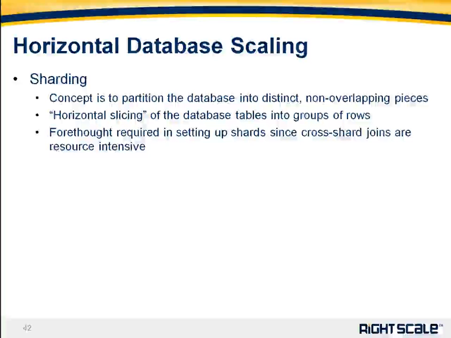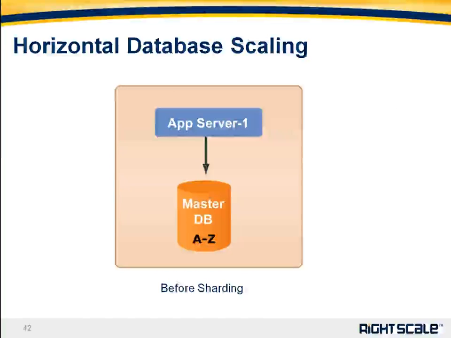Another option for horizontal database scaling is sharding. And the concept here is really to slice your database, right? Partition it into distinct, non-overlapping pieces. It's what they call a shared nothing architecture. Your entire database is cut up and spread across multiple servers. However, forethought is required here, because setting up these shards correctly really takes a little bit of forethought, because if you do any sort of cross-shard joins, that can be very resource intensive. You're going across the network, you're hitting multiple instances, etc.